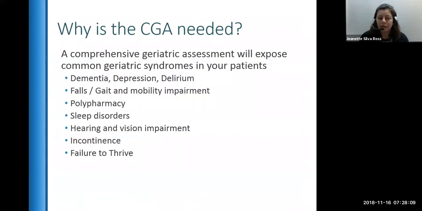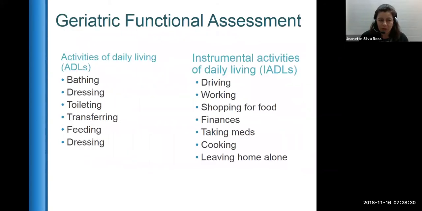So why do you need a comprehensive geriatric assessment? Because you will expose some of the common geriatric syndromes in your patients, and you want to expose them early. The common geriatric syndromes are dementia, depression, delirium, falls, gait and mobility problems, polypharmacy, maybe sleep disorders, hearing and vision impairment, incontinence, and failure to thrive. These are things that you could find.